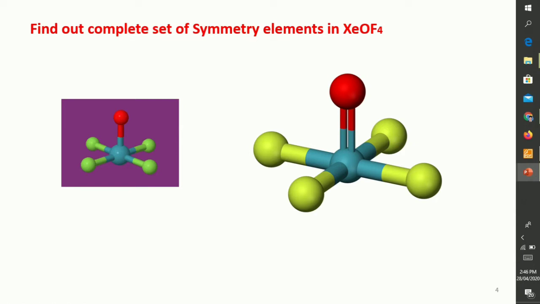So is there an inversion center? No, there is no inversion center, because if we move from the middle of the molecule in one specific direction, for example this direction, we find the oxygen over there, while on the other hand we need to go the same distance in the exactly opposite direction. We did not find the oxygen over there, so there is no inversion center. Although with the fluorine we can find fluorine in the opposite direction, in the case of oxygen we are unable to find oxygen in the other direction. So there is no inversion center in xenon oxide tetrafluoride.